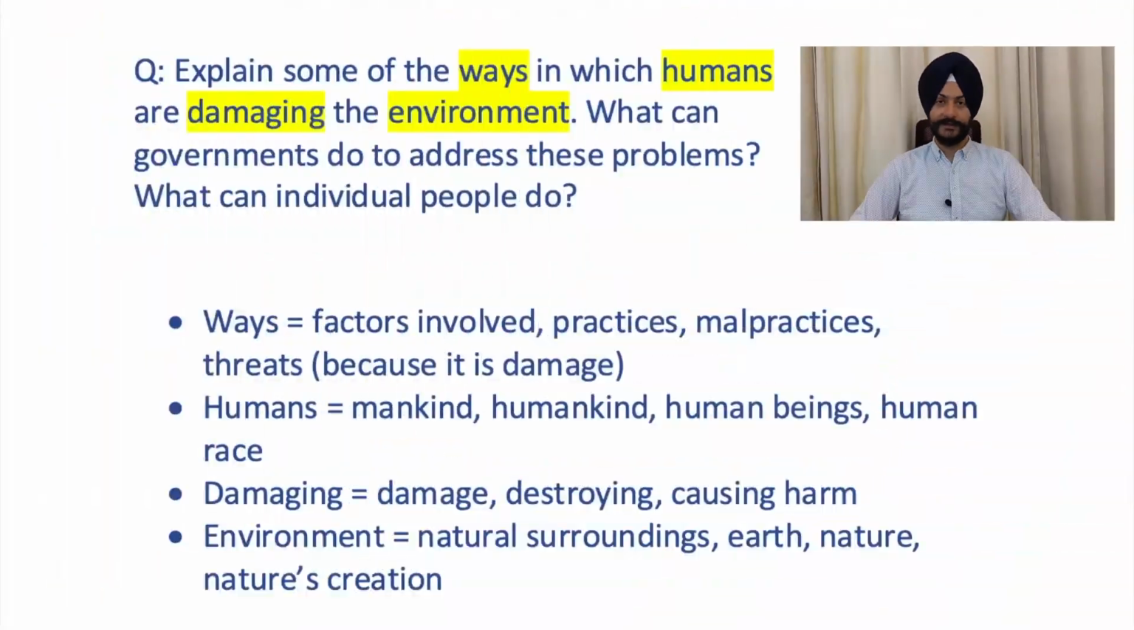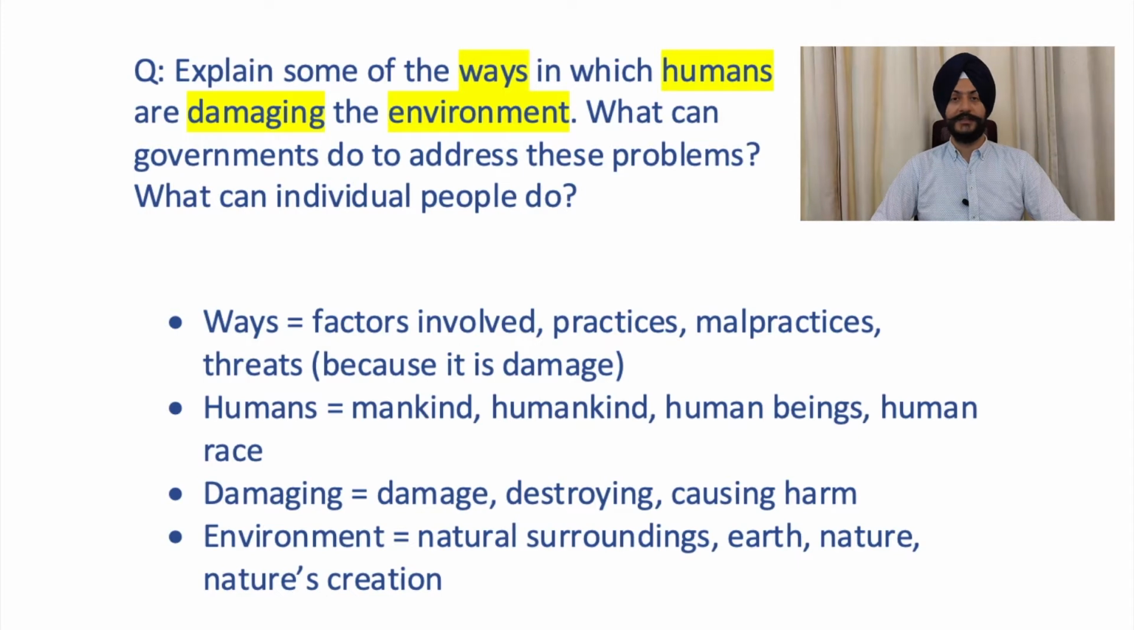I am referring to one of the questions which we had discussed in the previous videos. The question is, explain some of the ways in which humans are damaging the environment. What can governments do to address these problems? What can individual people do? Now let us go through the first sentence of this question statement. Explain some of the ways in which humans are damaging the environment. For your understanding, I have highlighted the keywords of which we want to find out synonyms.